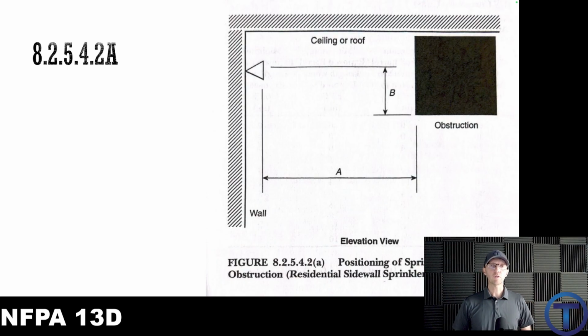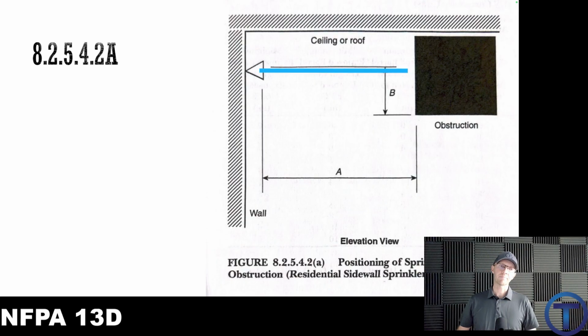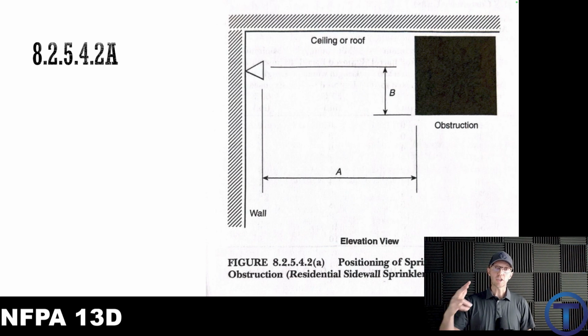Water's running parallel to the roof. We want that water to fly out, drop down, and put out the flame. And we don't want to have a huge shadow area from this obstruction. So we have our distance A, which is in feet, and our distance B, which is above the obstruction.